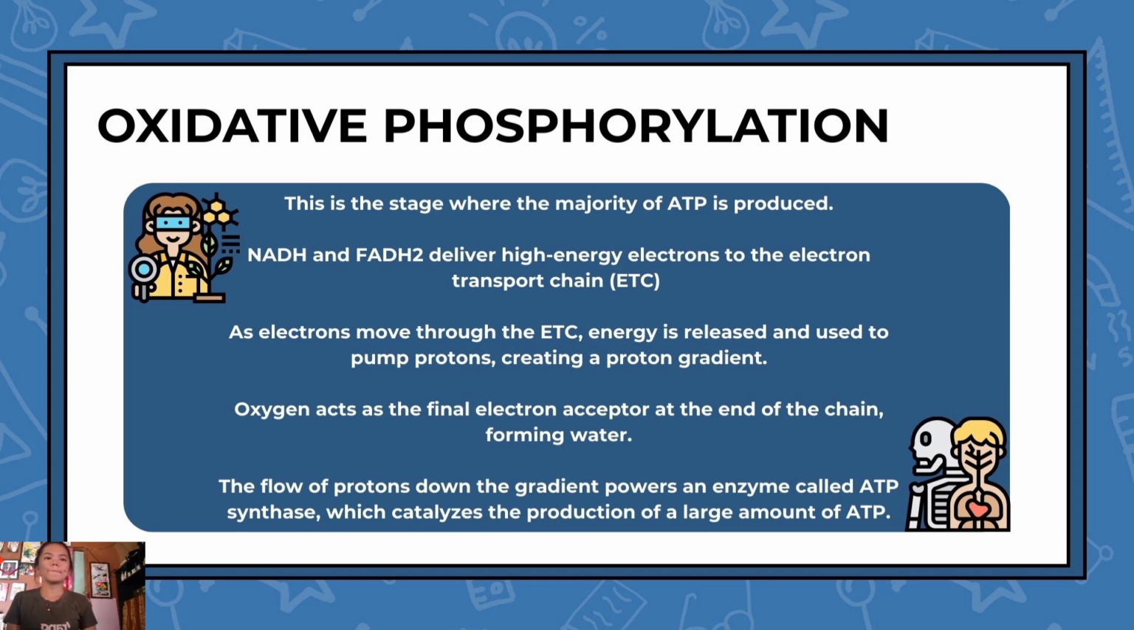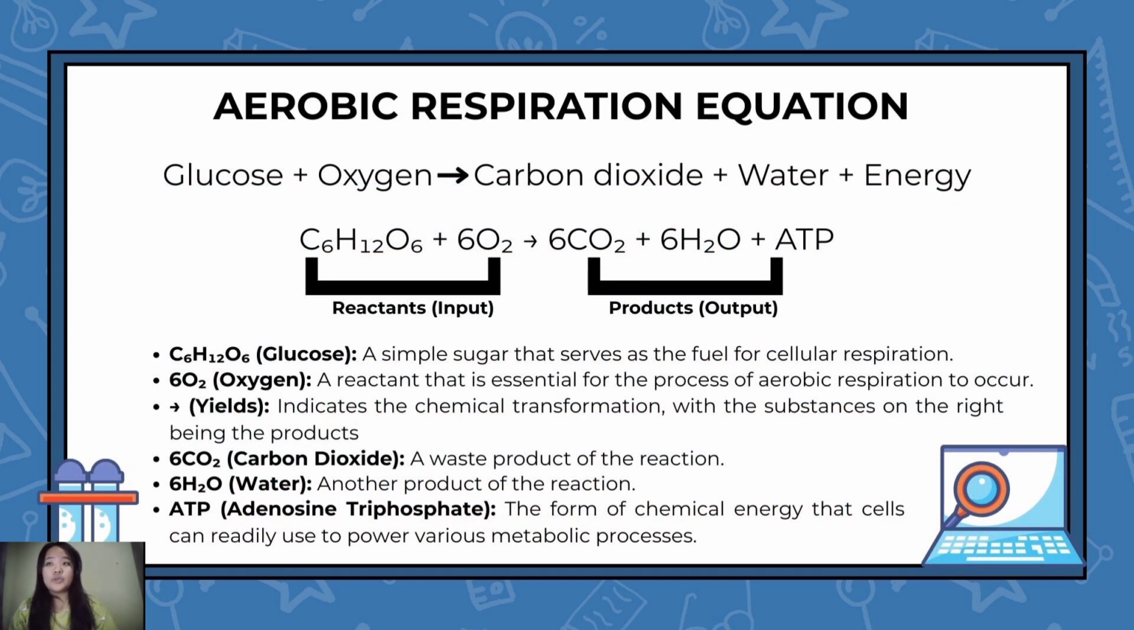amount of ATP. The aerobic respiration equation is glucose plus oxygen yields carbon dioxide plus water plus energy. C6H12O6 or glucose is a simple sugar that serves as the fuel for cellular respiration. 6O2 or oxygen is a reactant that is essential for the process of aerobic respiration to occur. Yields indicates the chemical transformation, with the substances on the right being the products.